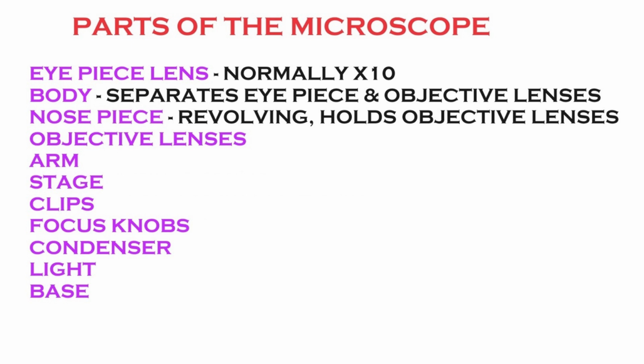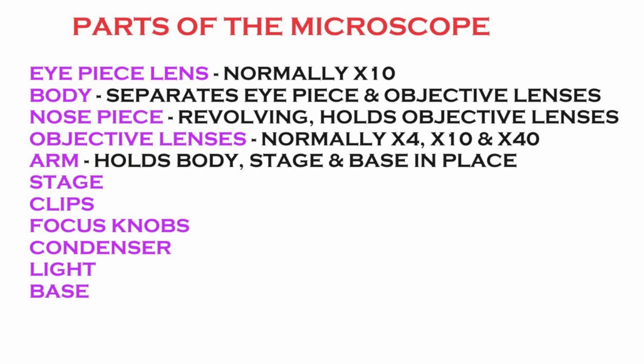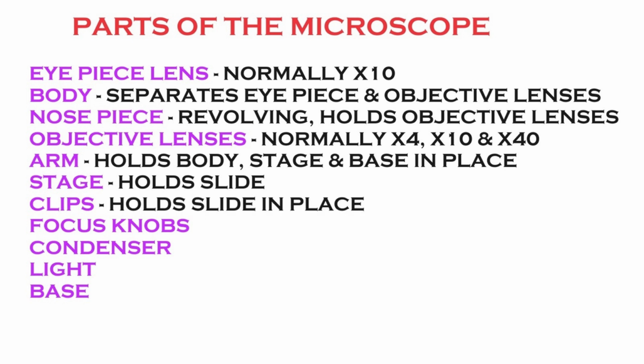The nose piece revolves around and holds the three objective lenses. Objective lenses further magnify the image. They are normally times 4, times 10, and times 40. The arm holds the body, the stage, and the base in place. The stage holds the slide. The clips hold the slide in place.